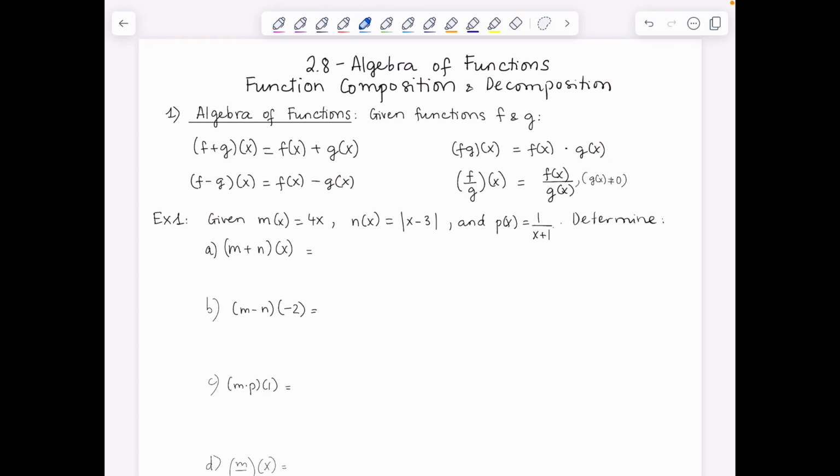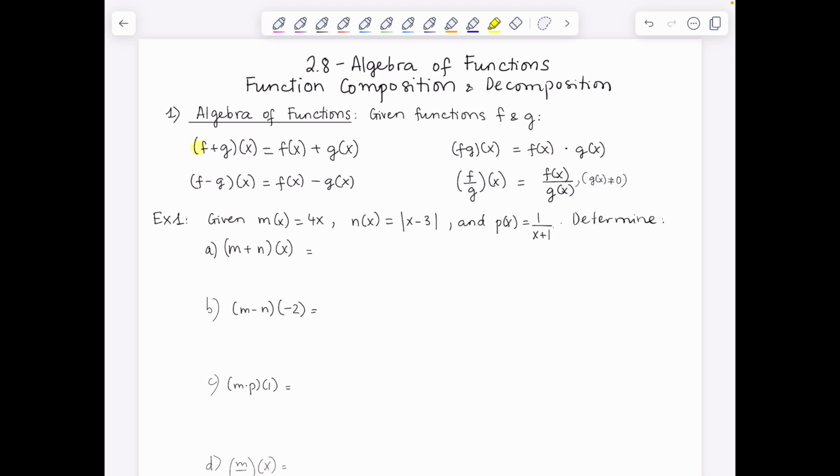Hi everyone. Today we are going to talk about algebra functions, function composition, and decomposition. In this video, we are going to focus on algebra of functions. Given two functions f and g, we can add them, subtract them, multiply them, and divide them. Let's get familiar with the notation.